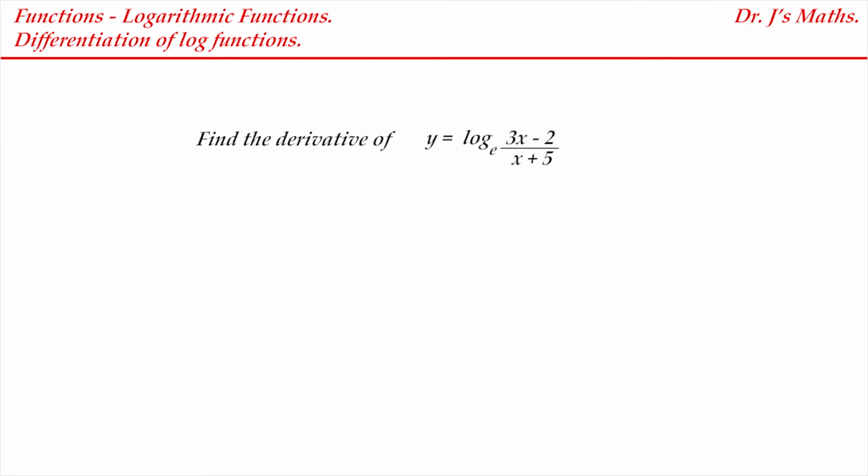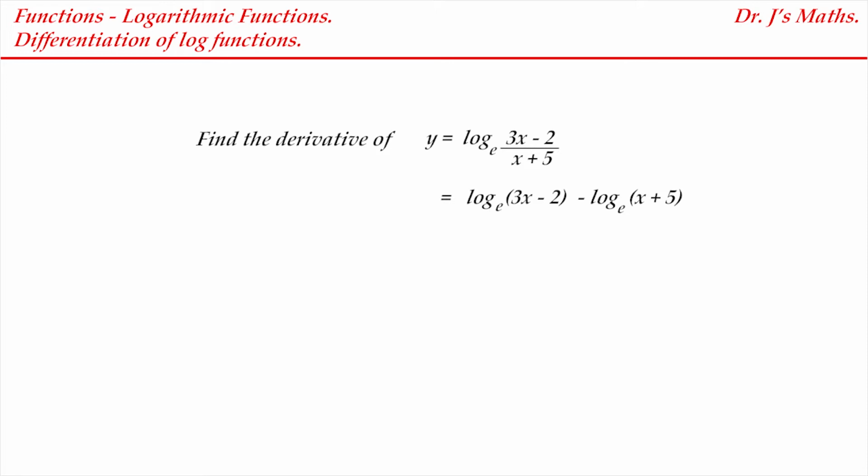In the next example, we're going to find the derivative of y is equal to log of 3x minus 2 over x plus 5 to the base e. Now you can recognise that from your log laws because we had log a over b, which was the difference between the two logs. So here our quotient is 3x minus 2 over x plus 5, so we can split that up into the difference between the logs. So it's log 3x minus 2 to the base e minus log x plus 5 to the base e.